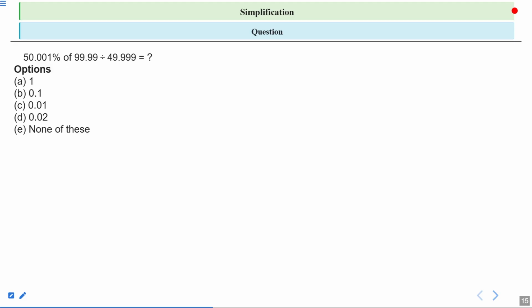50.001% of 99.99 dividing by 49.999 is equal to question mark. So there are 5 options. A is 1, B is 0.1, C is 0.01, D is 0.02 and E is none of these. Now you have 10 seconds to solve this question. Your time starts now.